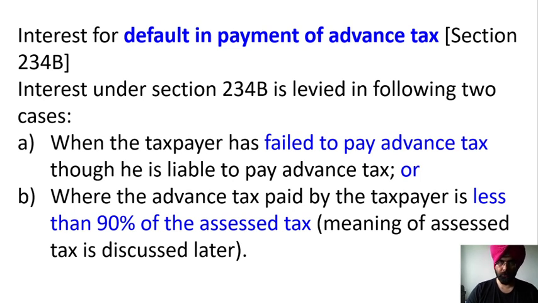And if you look at Section 234B, it says that when advance tax is payable and the person does not pay the advance tax, then interest will be calculated. Second condition is that if the advance tax paid is less than 90% of the assessed tax. Suppose the assessed tax is 1 lakh, the person was required to pay at least 90%, that is 90,000, as advance tax, but he pays only 50,000, then 234B interest is calculated on the shortfall.